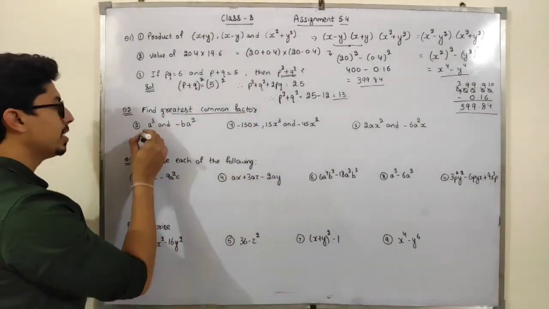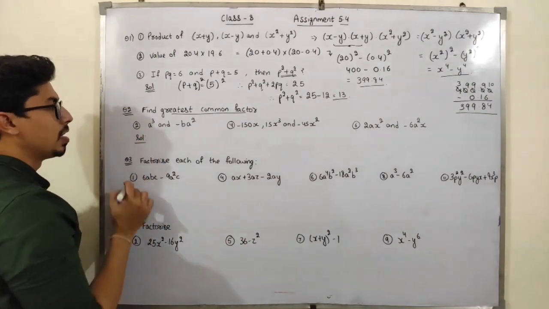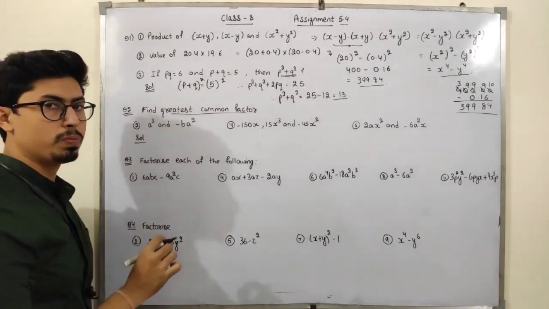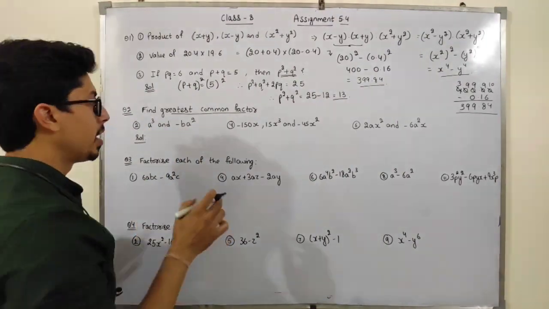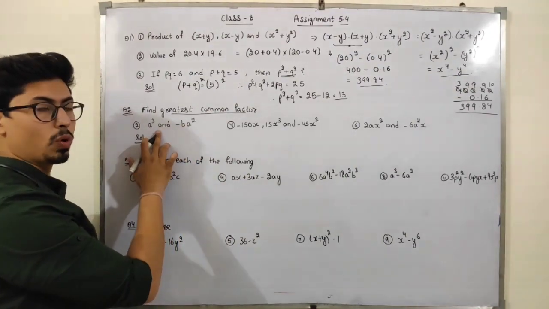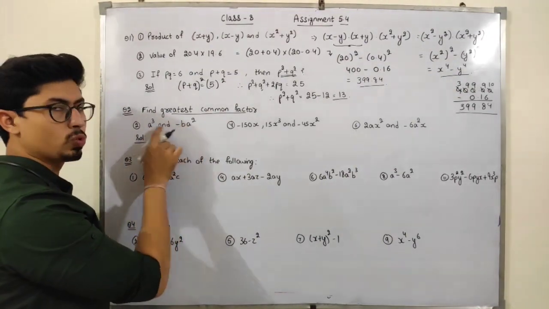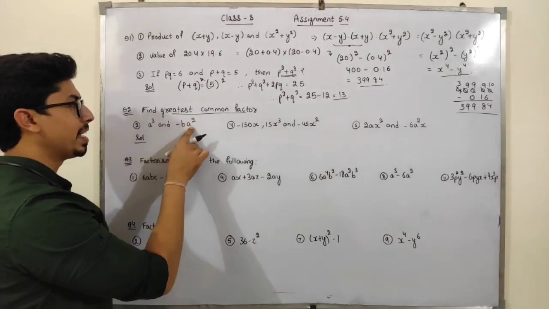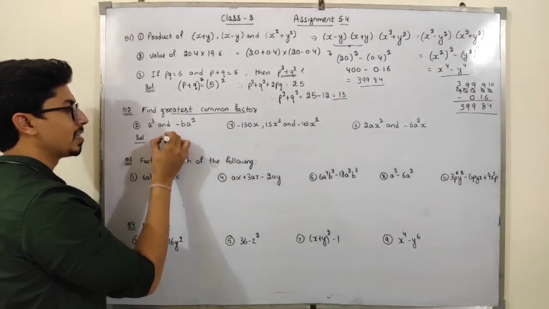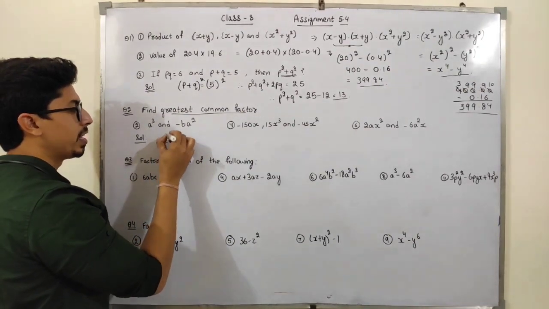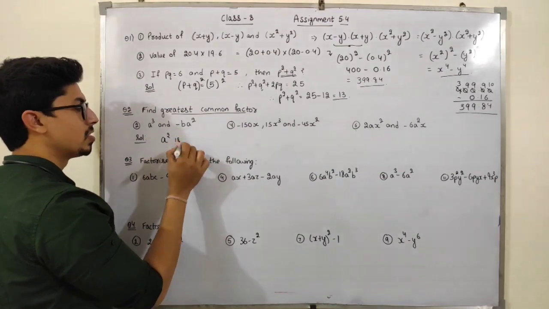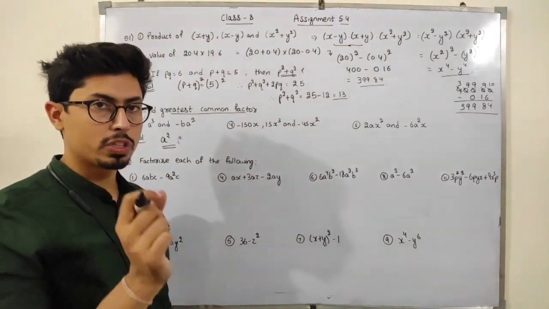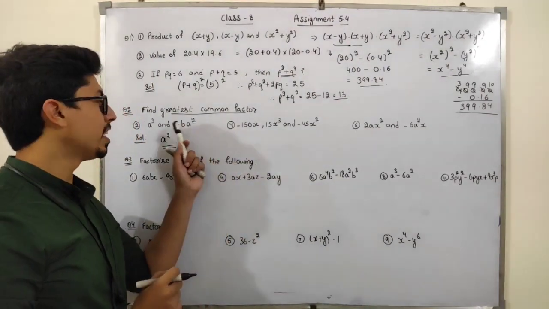Okay. See, a square and a cube. Out of a square and a cube, a square is the lesser power. Now b is here, b is not here. So the least among a cube and a square will be a square. See, I can write it like this. So a square is our answer. A square is our greatest common factor. Search for the number that is present in all the numbers.